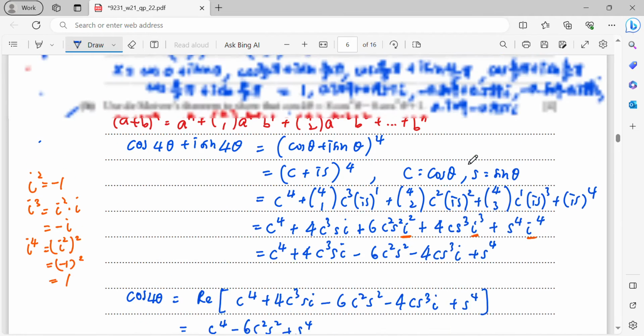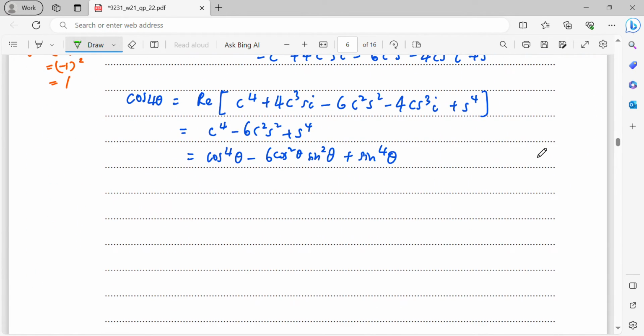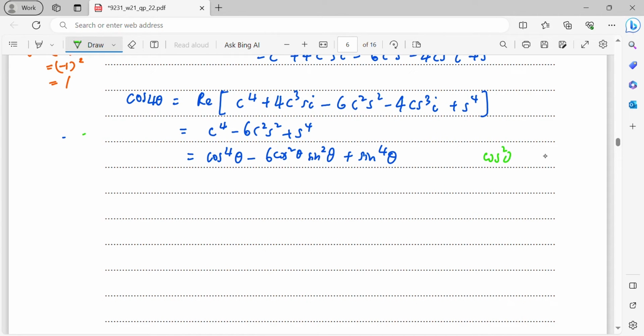Okay, so now let's look at the question. You need to prove all in terms of cos. See here, cos. So there's no sine, right? Therefore, I need to convert my sine into cos. So our formula is cos squared theta plus sine squared theta is 1. Therefore, sine squared theta is 1 minus cos squared theta. Okay, so now here I will change the second term, the sine squared theta, into 1 minus cos squared theta.